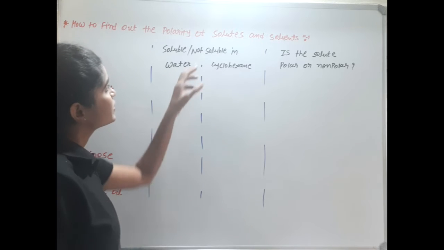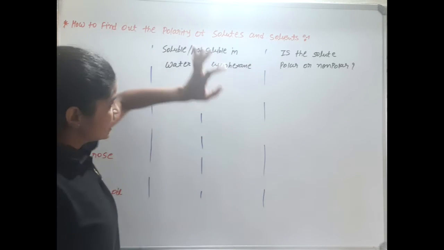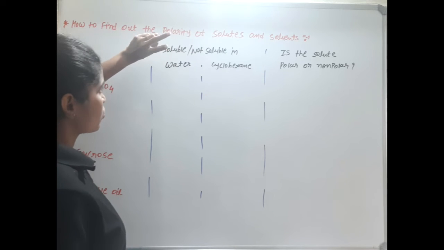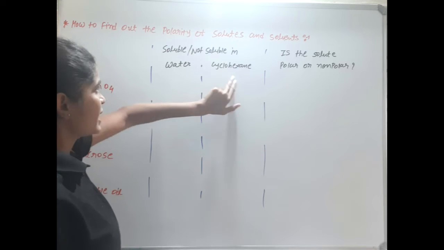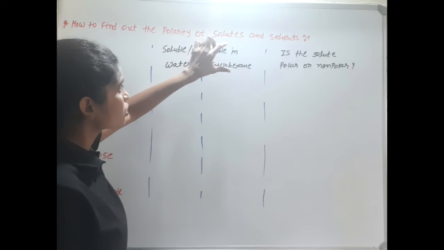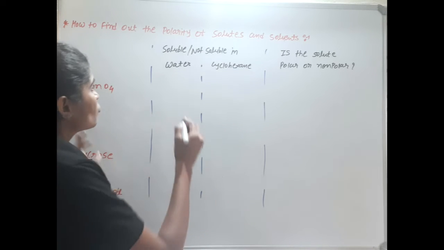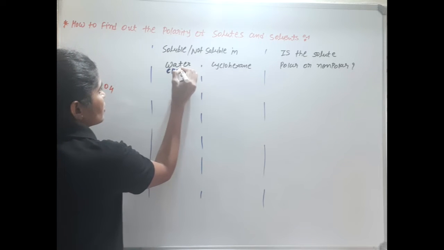Next, find out the polarity of the solutes and solvents. In this case, two solvents are given: water and cyclohexane. Given a solute, is it soluble or not soluble in water and cyclohexane? We know that water is polar.